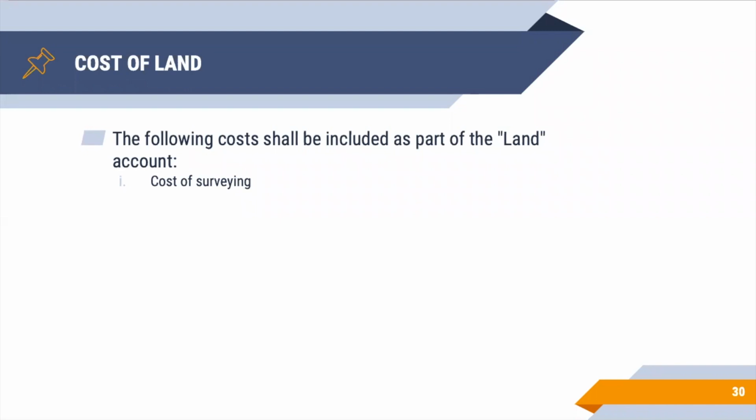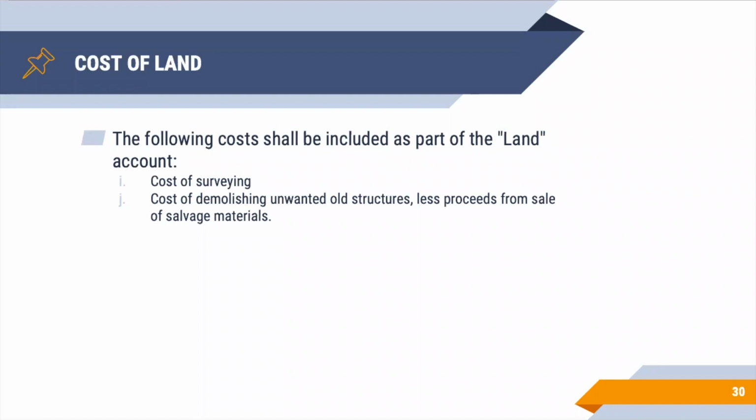Next, cost of surveying. So cost of surveying is also part of the land. Cost of demolishing unwanted old structures, less proceeds from sale of salvage materials. So for example, may nakatayong building sa land, then you need to demolish it, then it should be part of the land account. But please remember, if you will build a new building there, then the cost of demolition will be capitalized sa building at not sa land. Payment to tenants to induce them to vacate land or cost of relocating squatters.